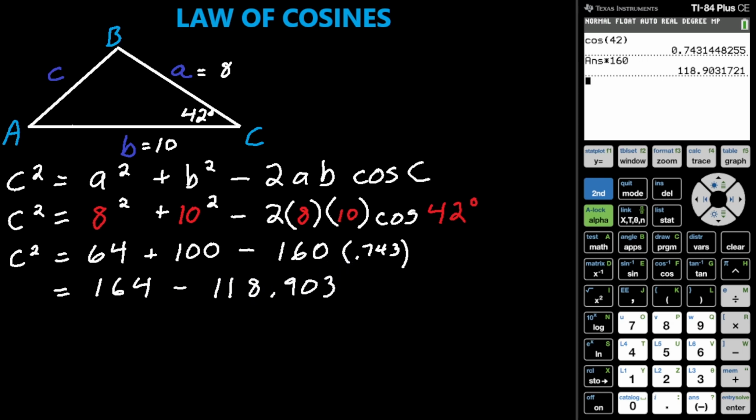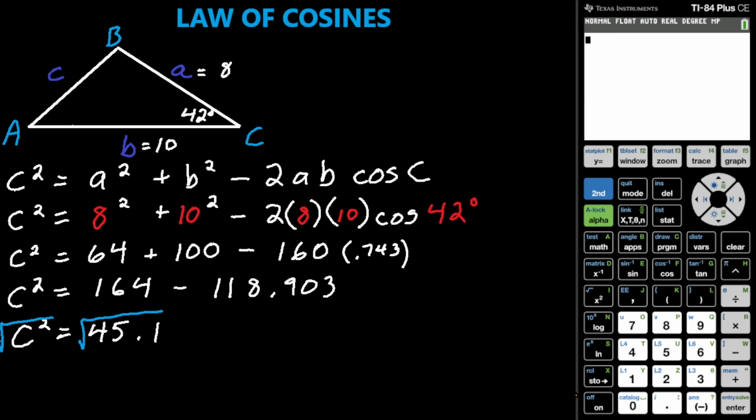And I'll just subtract these two. And now I'll take the square root of both sides. So to get the square root of 45.1, the square root button is a second function on the x squared, so I push second, the x squared button, I put 45.1 inside, and my side is approximately 6.72.